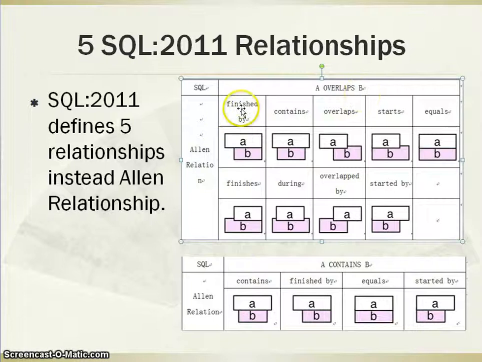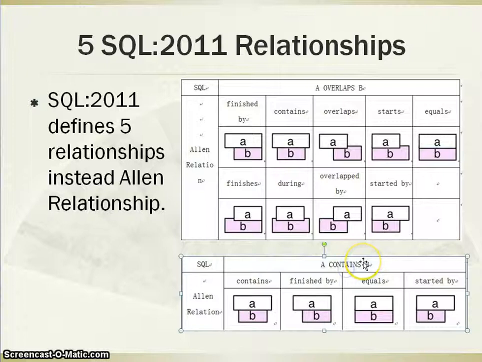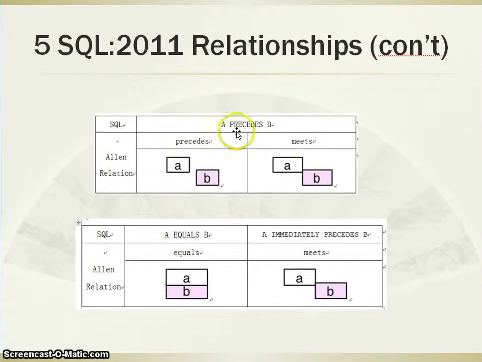This is one extend finished by, contain, during, overlaps by, start by, and equals. With all operations in Allen relationship is called A overlaps B in SQL 2011. And another SQL operation is A contain B, include 4 different kinds of Allen relationship. The same thing happened in A precede B, A equal B, A immediately precedes B. All this operation. This is 5 different kinds of SQL operation relationship.